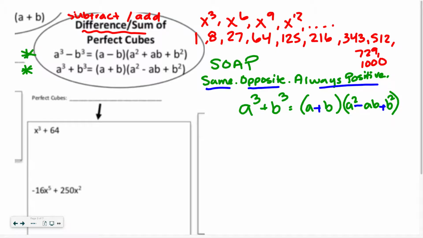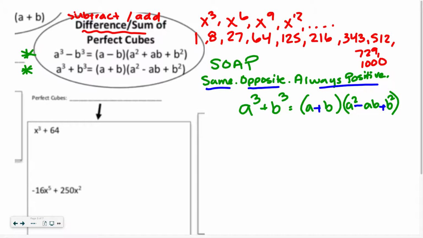And look back at the A cubed minus B cubed. It has the same sign, subtraction, and then the opposite sign, plus, and then it's always positive, so it's plus at the end. So that's a clever little way to remember it if you can remember SOAP. Same, opposite, always positive.